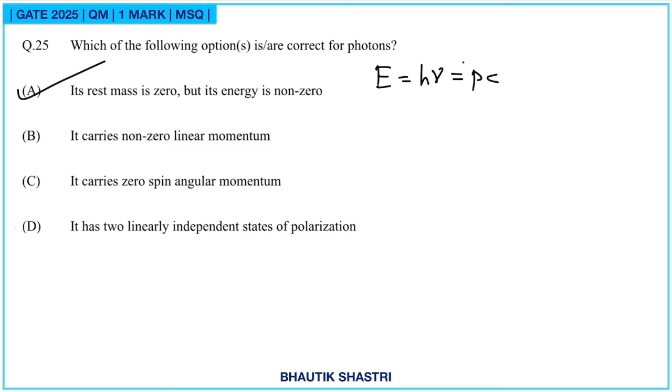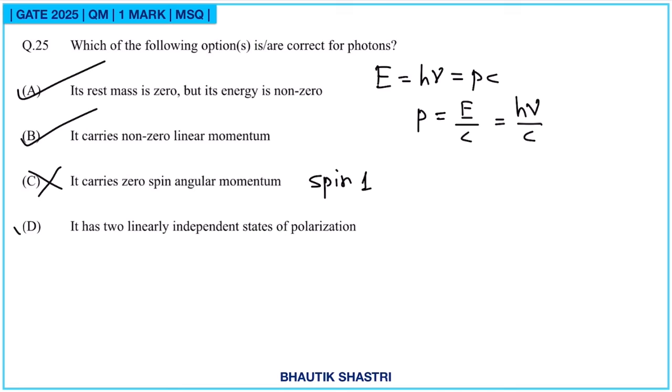It has energy E is equal to Pc, so it carries non-zero linear momentum as well. So P is equal to E by c, or you can write it as h nu by c. So non-zero linear momentum. Photons are spin 1 particles. So option C is wrong. And photons have 2 transverse polarization states. So these can be expressed as 2 linearly independent polarization states. So option D is correct. So here option A, B and D are correct.